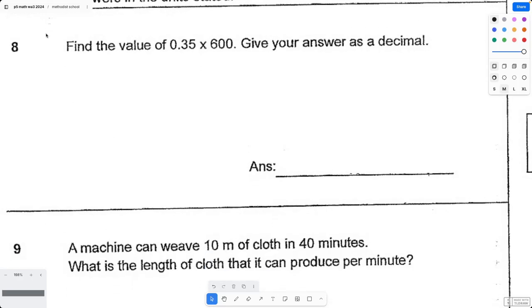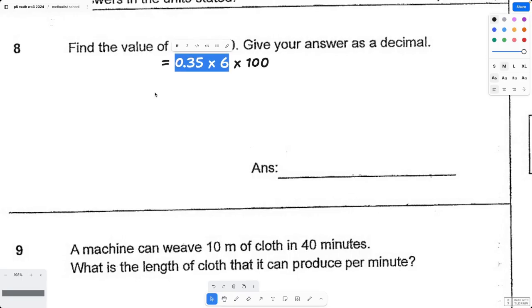Question number 8. Question number 8 says here, find the value of 0.35 times 600. Give your answer as a decimal. So what we can do is, 0.35 times, so 600 is basically 6 times 100. At the same time, what we can do is you can just times this 0.35, but let's do that.